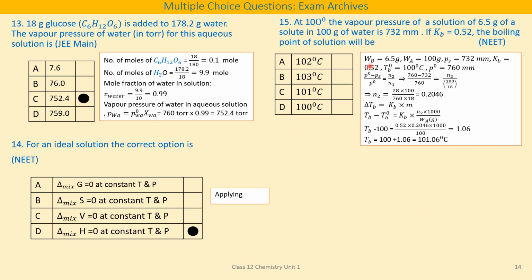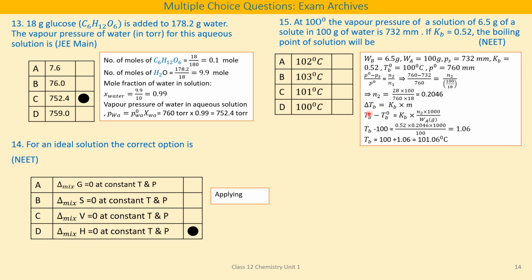Mass of B is 6.5 grams, mass of A is 100 grams, Ps is equal to 732 millimeter, and Kb is equal to 0.52, Tb naught is equal to 100 degrees centigrade, P naught is equal to 760 millimeter. So substituting in the formula, P naught minus Ps over P naught is equal to n2 by n1, we can calculate n2. And from this formula, n2 is equal to 0.2046.